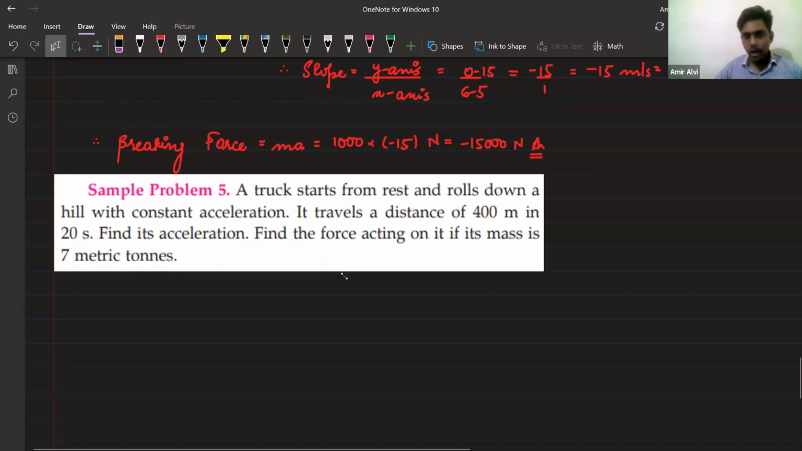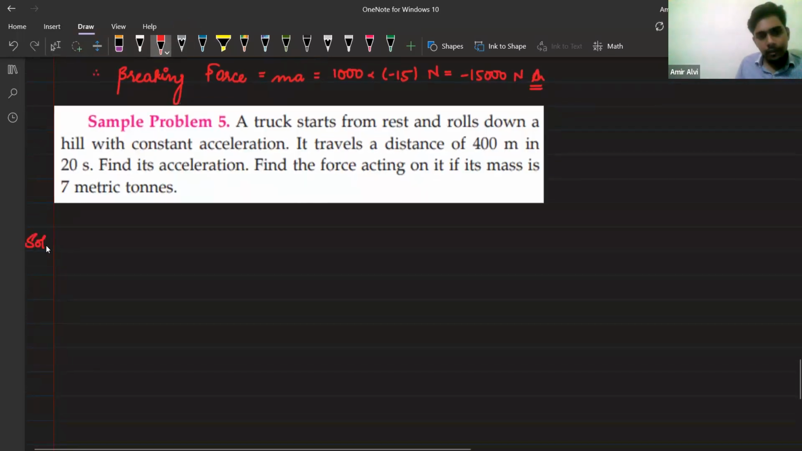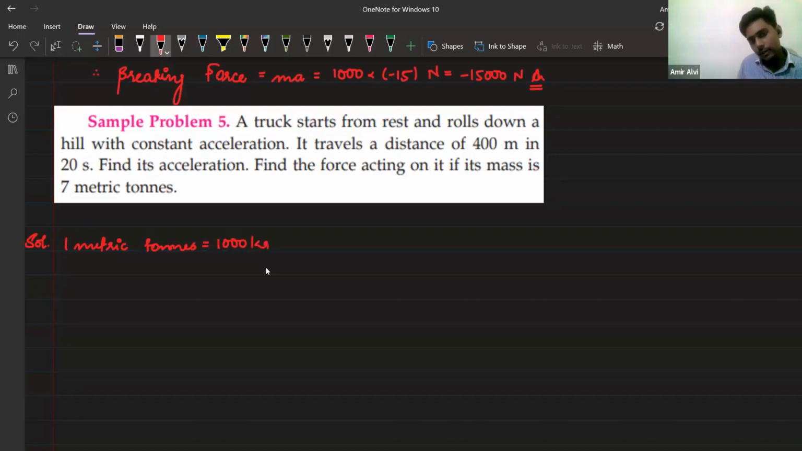Okay, I'm giving you one thing. What is basically seven metric tons? 1 metric ton is equal to 1,000 kgs. So 7 metric tons means 7,000 kgs. Okay, so this is the catch. Please do this question and let me know the answer.